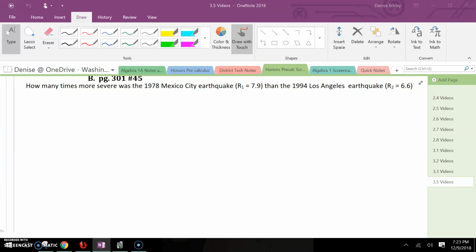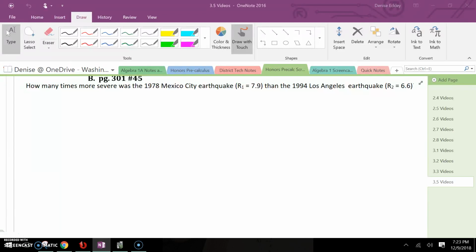Number 45 on page 301 is going to ask us to compare the severity of the 1978 Mexico City earthquake, which had a Richter scale value of 7.9, to the 1994 Los Angeles earthquake, which had a Richter scale value of 6.6. So we're going to use the earthquake intensity formula that was given, and we're going to apply it with our properties of logs to find the comparison.